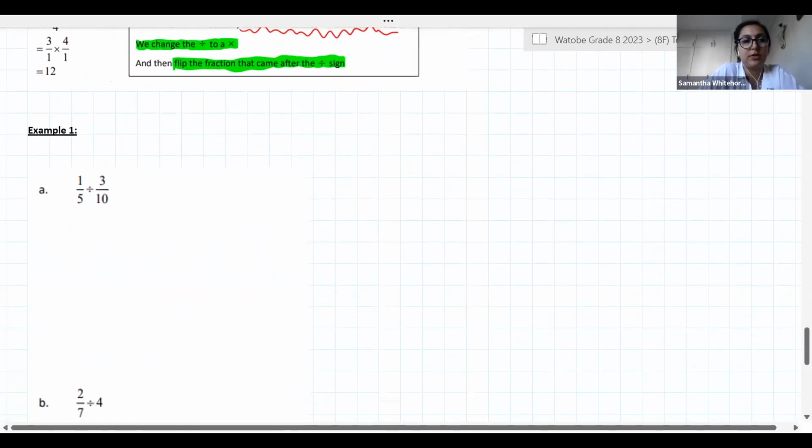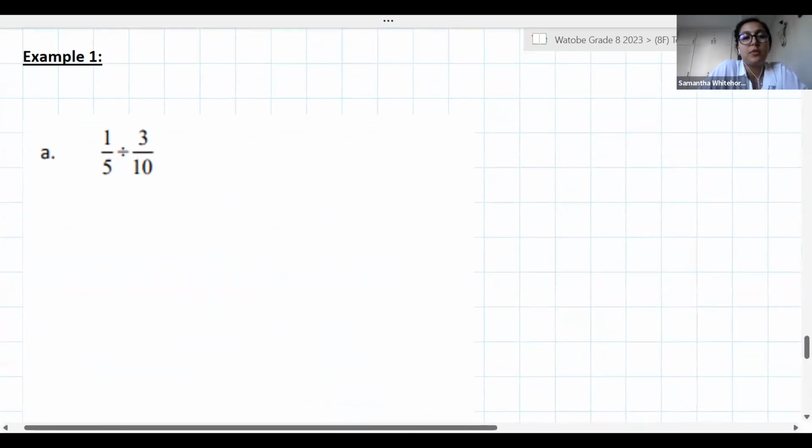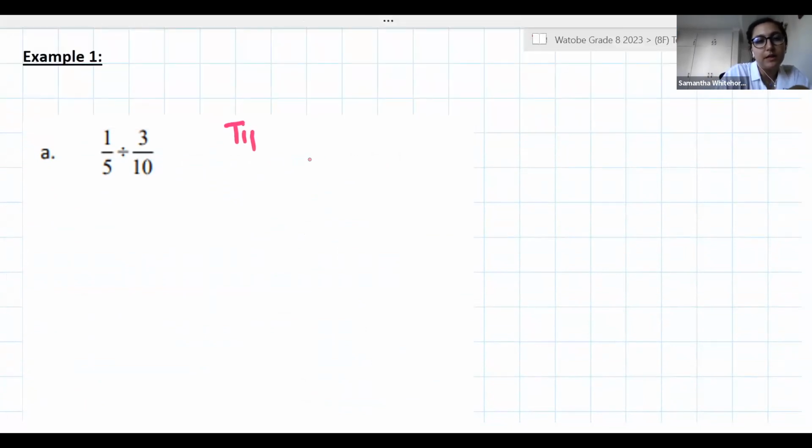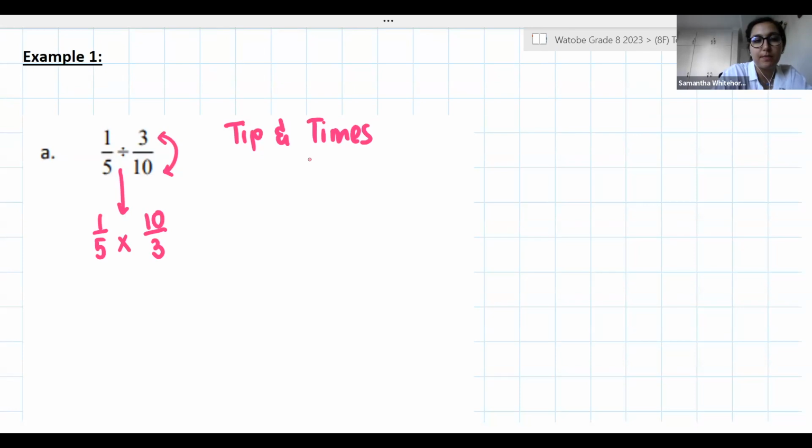Alrighty, so let's have a look. In our first example, we've got 1/5 divided by 3/10. Like I say, there's 2 ways to think of this: either tip and times or KFC. Tip and times basically means tip the second fraction. So we've got to flip that and change the division to a multiplication. So this would become 1/5 times, and now we flip this fraction, 10/3.